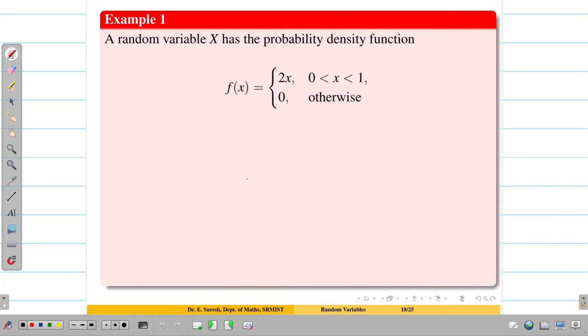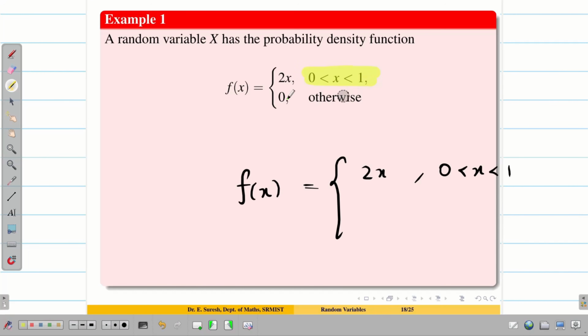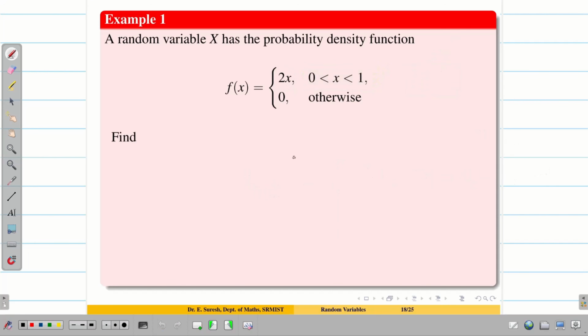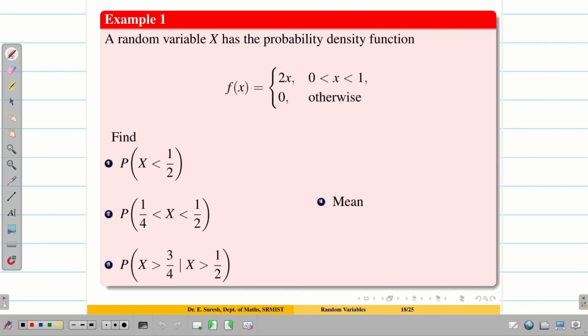Let us consider a random variable with f of x equal to 2x in the interval 0 to 1. You should be very careful in dealing with the problems. If the function or data is given in terms of an interval, it is going to be a continuous random variable. Suppose instead, if they give x values like 0, 1, 2, etc. up to 10, this is a discrete random variable. But if they give the x values in an interval, then it is going to be a continuous random variable. So for the given random variable, we are going to find different probabilities, mean and variance. Let us do them one by one.